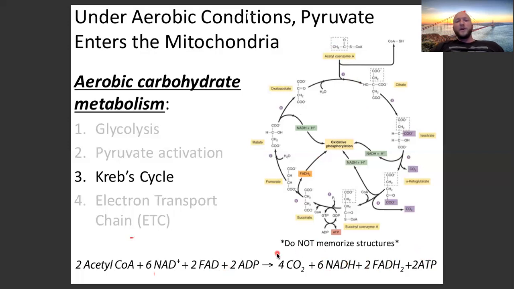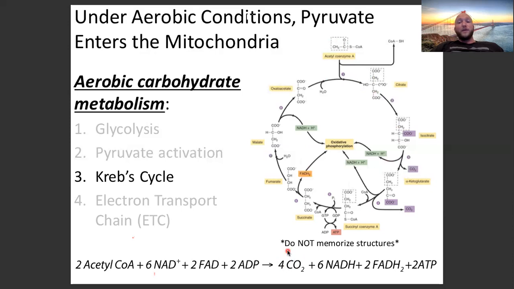I also want you to pay attention to the carbons. For every turn, you lose 2 carbons to carbon dioxide. So acetyl-CoA has 2 carbons. You put a 2 carbon acetyl-CoA in. During that spin, 2 carbons are lost to carbon dioxide. You put 1 more acetyl-CoA in, which has 2 carbons. You do the spin, you lose 2 CO2s there. So you put in 2 acetyl-CoAs, you lose 4 CO2s.